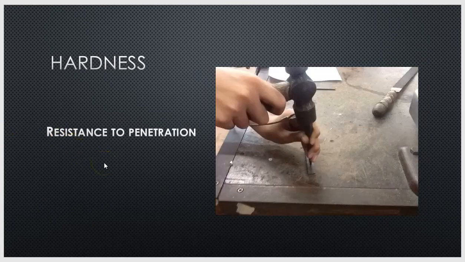Hardness, in simple terms, is the resistance to penetration. Here we have someone using what looks like a center punch. They're probably going to mark out where they're going to drill a hole. So hardness is how well the metal holds up to something piercing the surface.